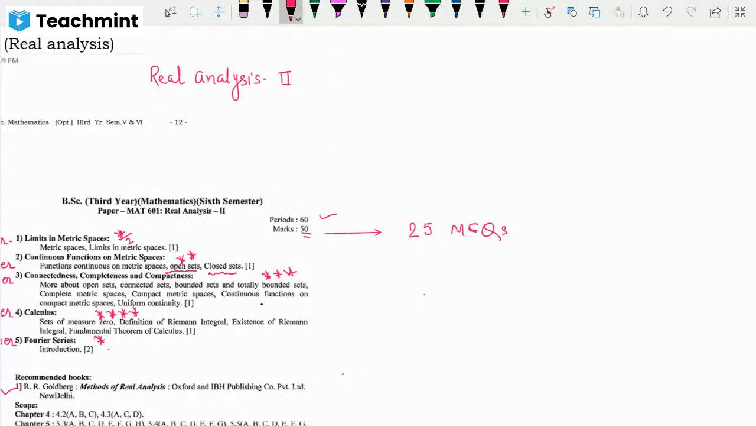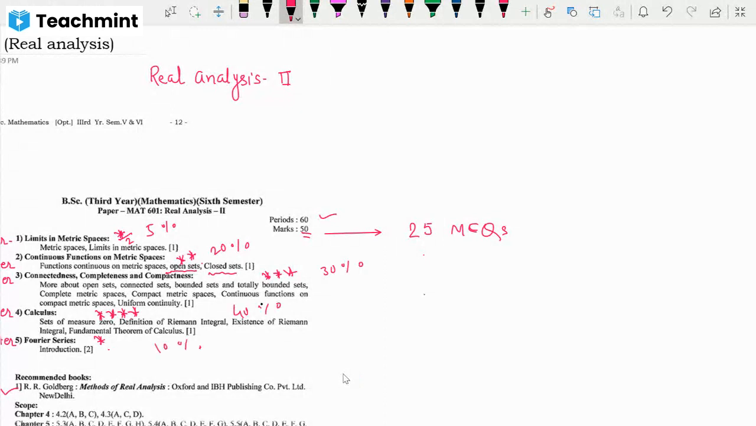If your question paper is objective and there are just 25 MCQ questions, then what will be this weightage? 4 plus 3 is 7, 9, that's 10. So this will be the weightage. It means 40%, 30%, 20%, and 10%.